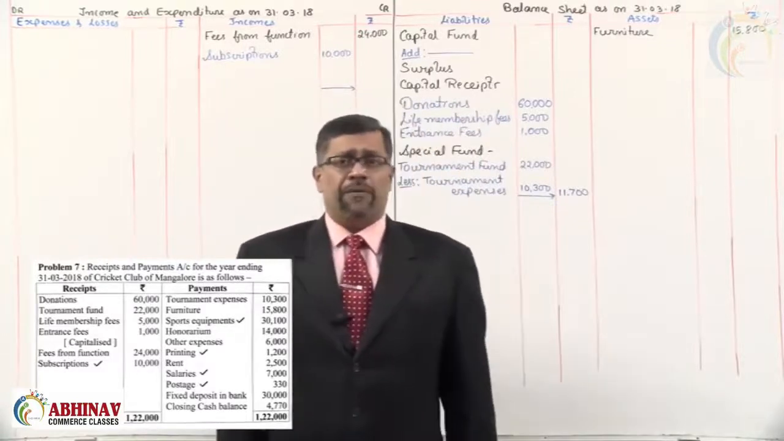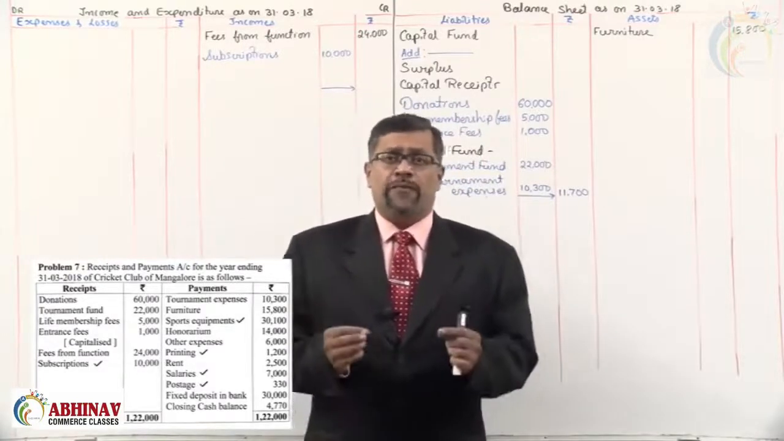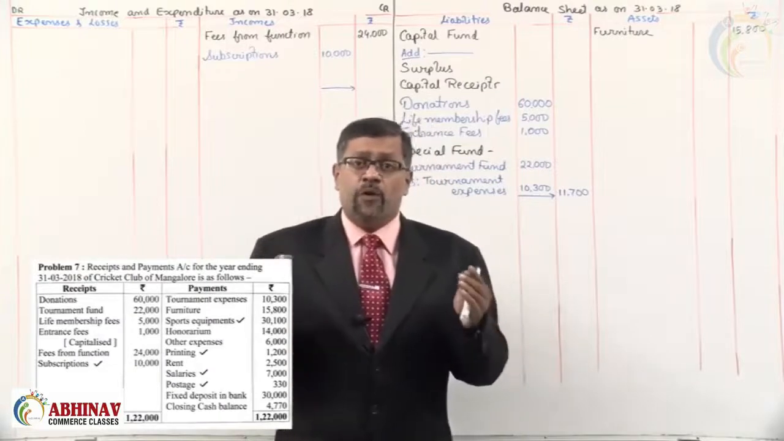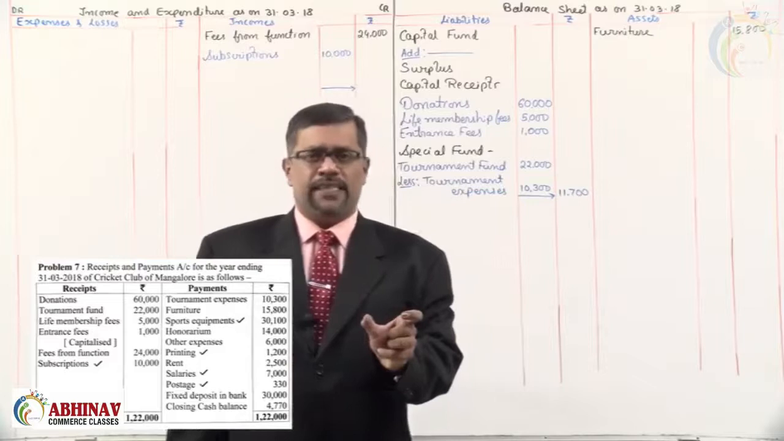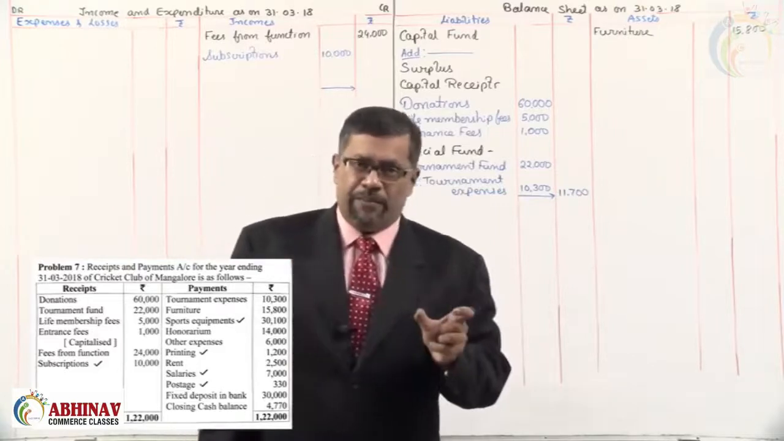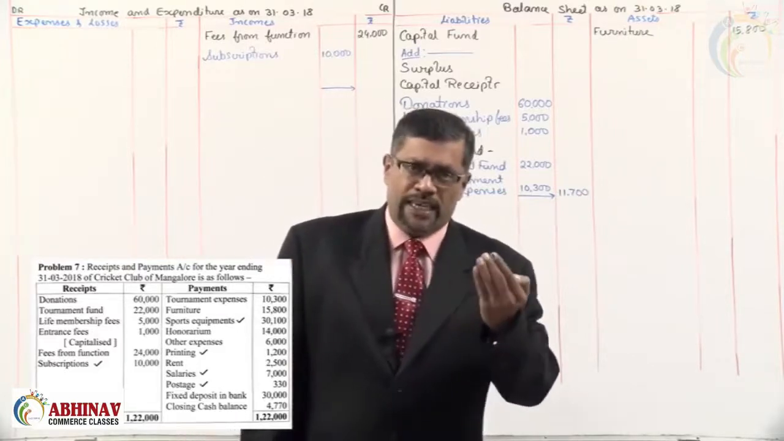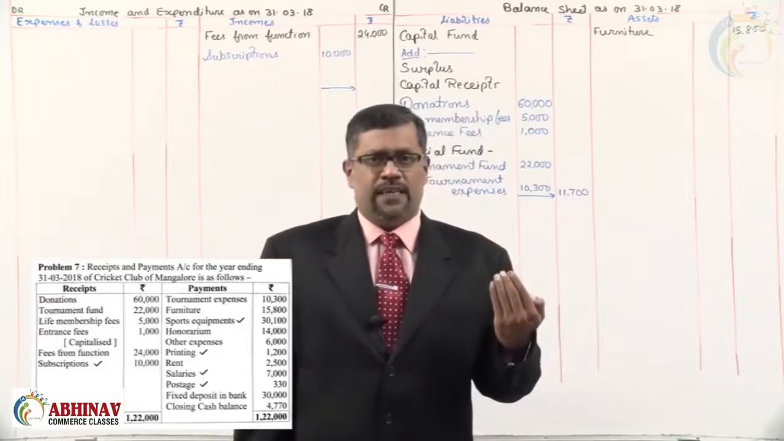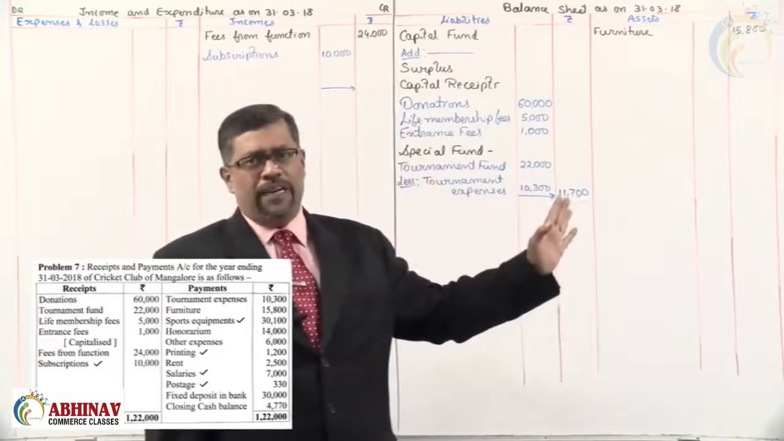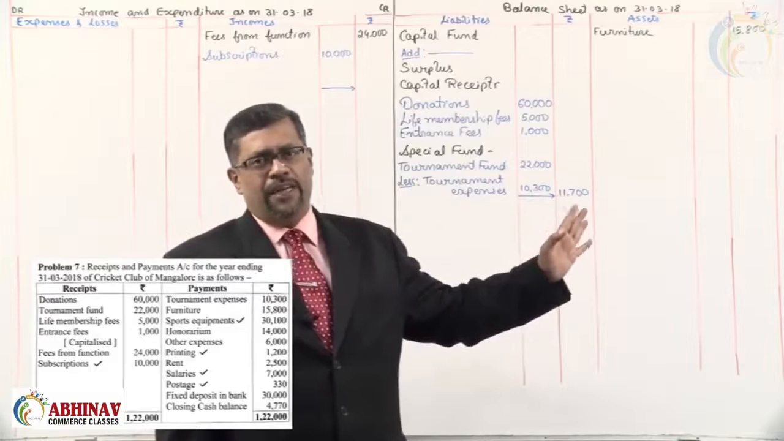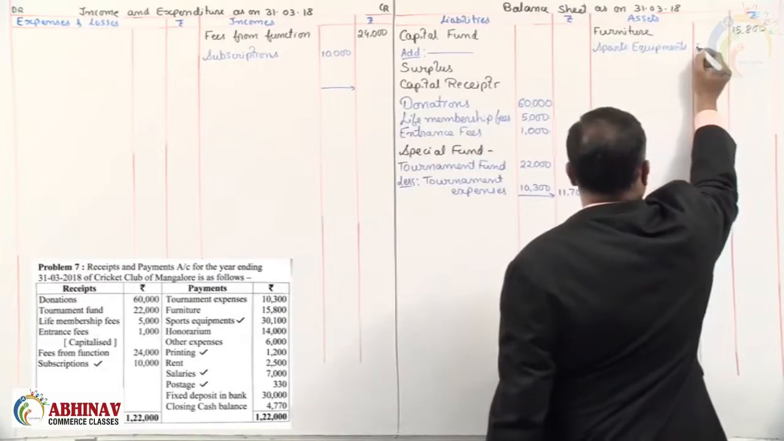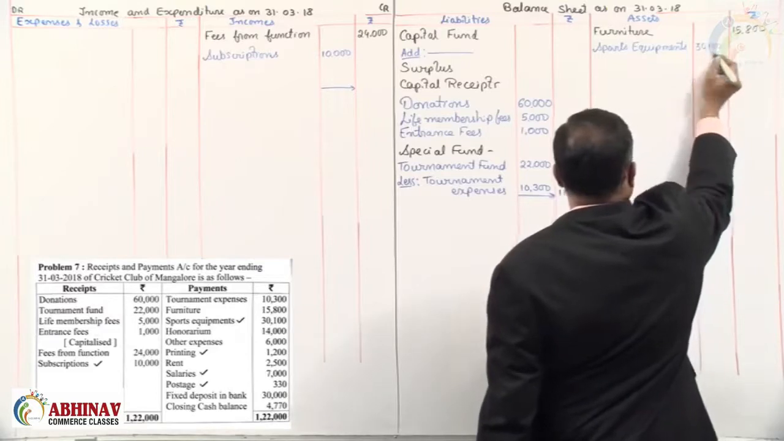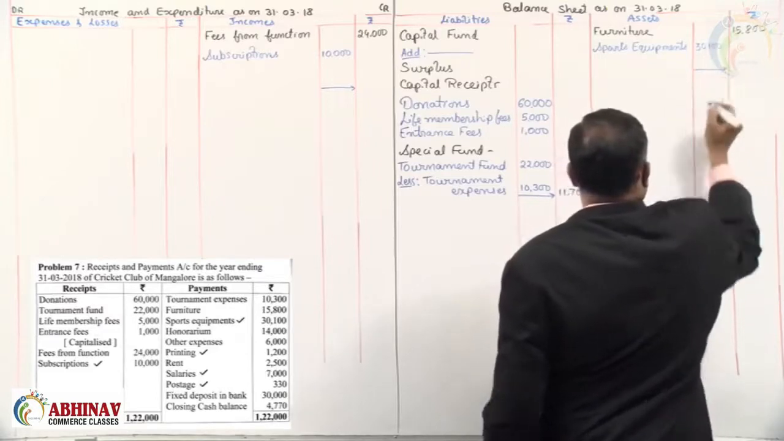The next, sports equipment. Nothing but sports equipment purchased. Equipment is nothing but an asset. When you purchase the equipment, we say that a new asset comes into existence. So we'll take it in the balance sheet because it is a capital expenditure. Sports equipment. We'll take it in the inner column because on that we have an adjustment.